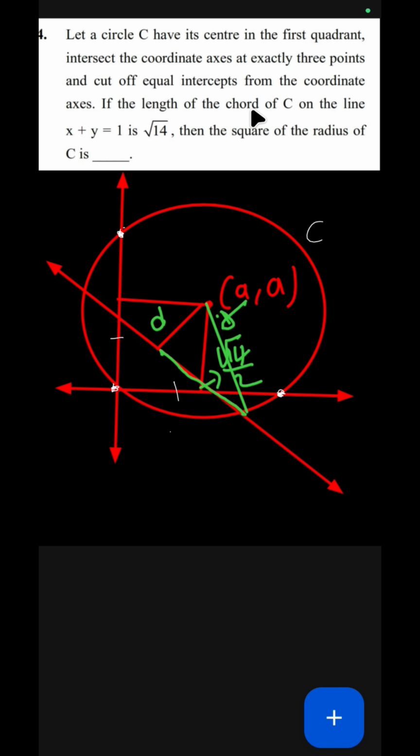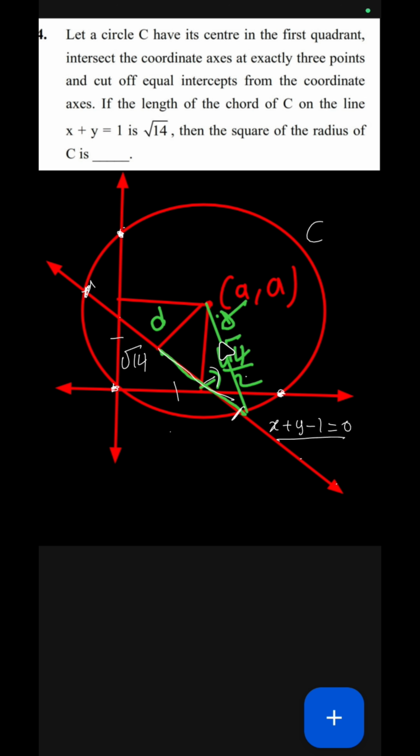If the length of the chord on the line x plus y minus 1 is equal to 0, the line, this is the line x plus y minus 1 is equal to 0, the distance is root 14. The total distance, from here to here, is root 14. So it is half of the distance. That's why it is root 14 by 2.